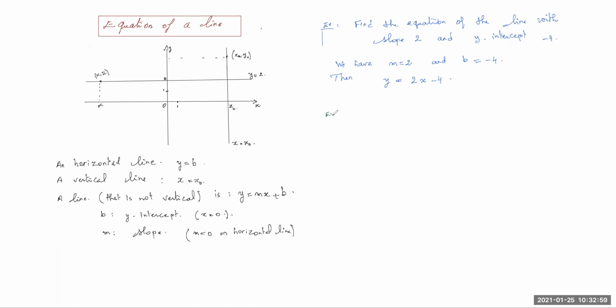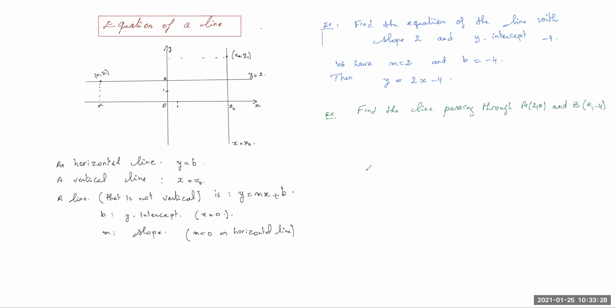What if we were asked the following question? Find the line passing through the 2 points, passing through A with coordinates (2, 0) and B (0, minus 4).